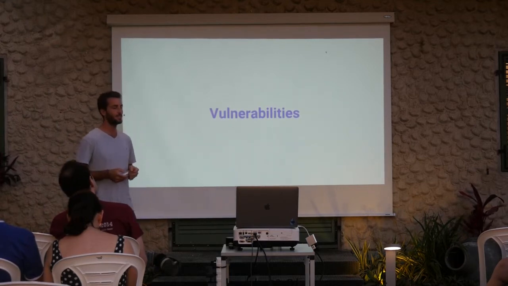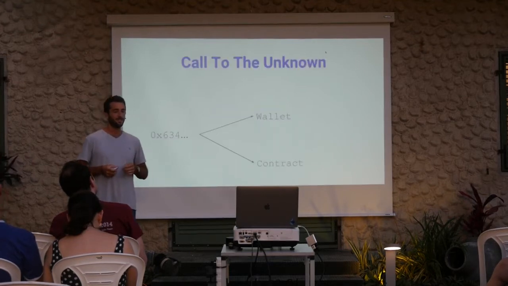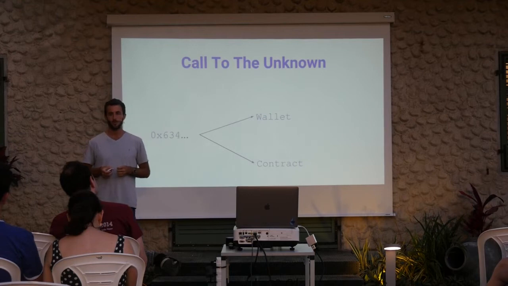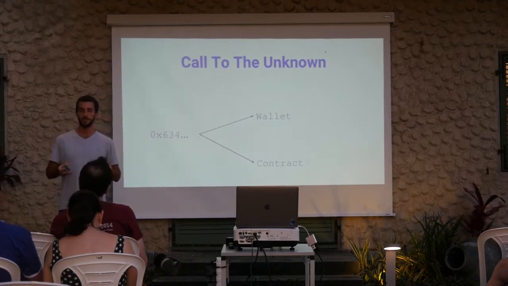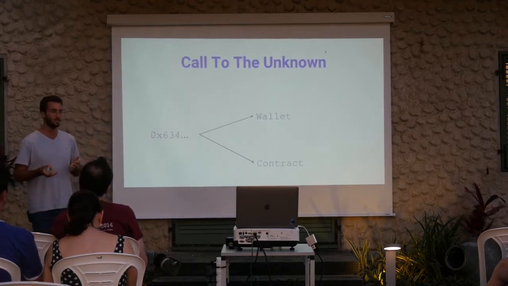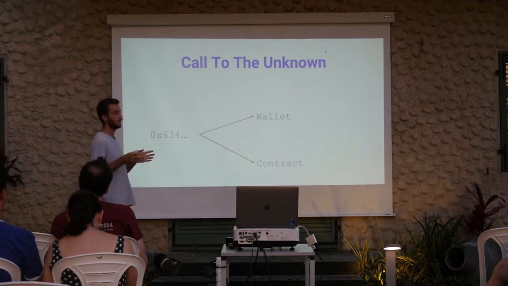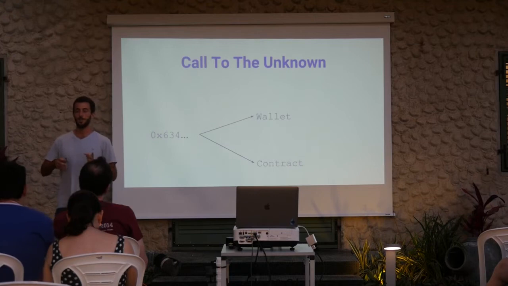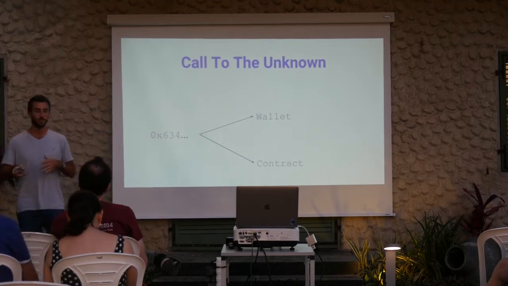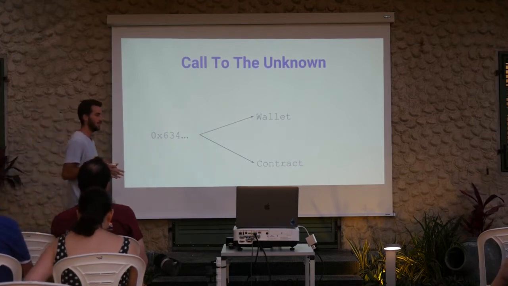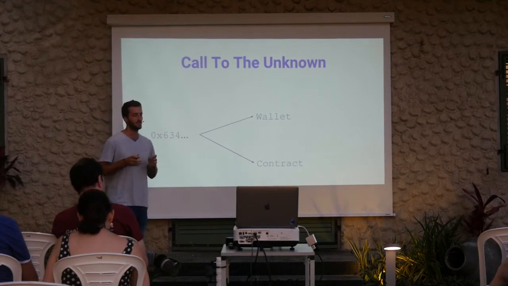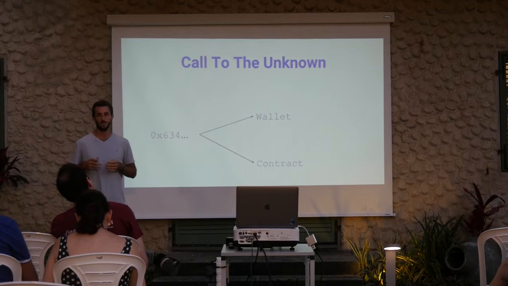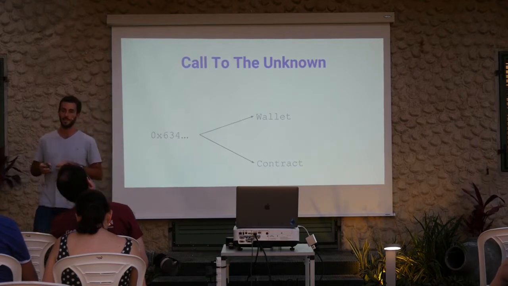So let's start with the vulnerabilities. The first one is call to the unknown. In Ethereum, we have a type which declares an address, and this address can be either a wallet address or a contract address. You cannot know if this address belongs to a contract or a wallet, not without using Ethereum.